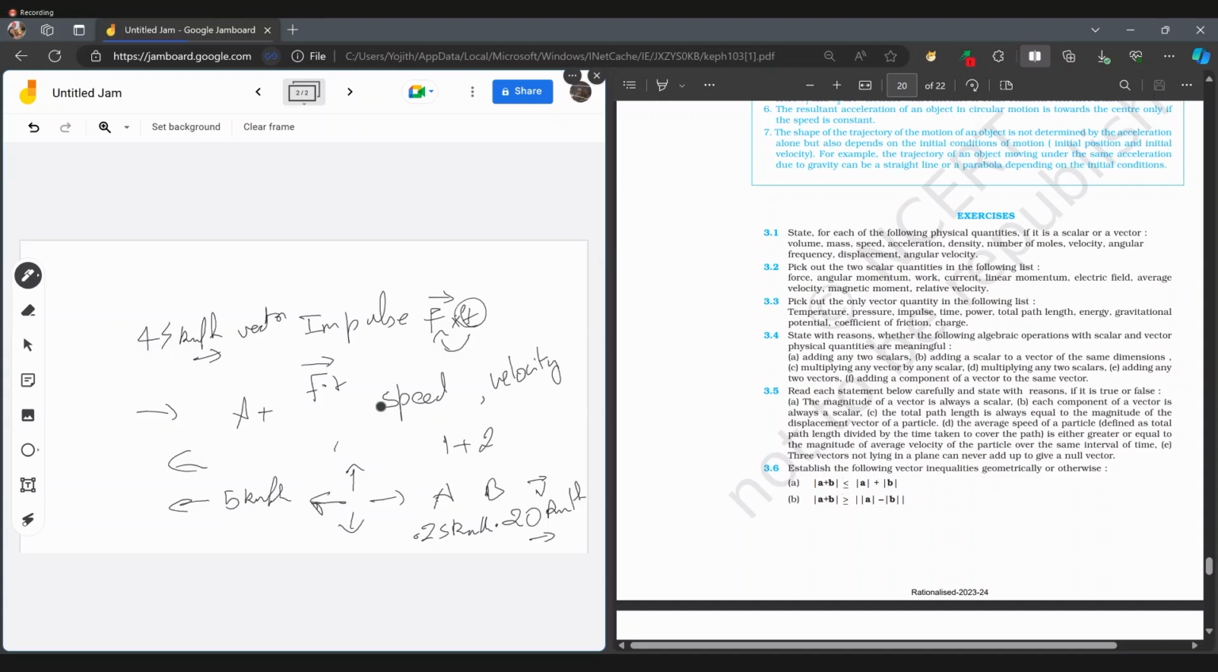ఓకే, అండ్ దెన్ యాడింగ్ ఎనీ టూ వెక్టర్స్. యాడింగ్ ఎనీ టూ వెక్టర్స్ అంటే మనకి ఏమొస్తుంది, విల్ బి గెటింగ్ another vector only. Okay, let us say a bar plus b bar gives c bar. Okay, we use triangle law of addition, and we'll get an answer. Okay, then adding a component of a vector to the vector of same dimension.